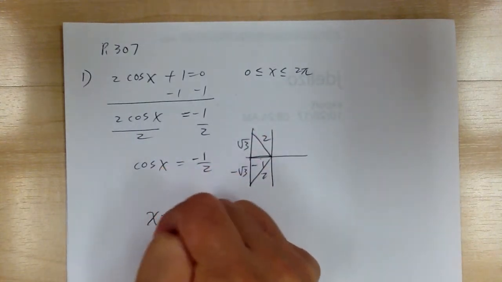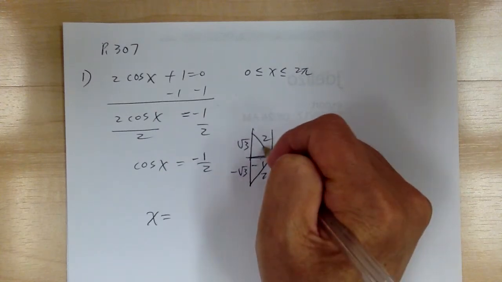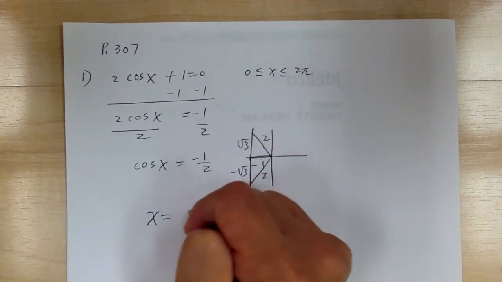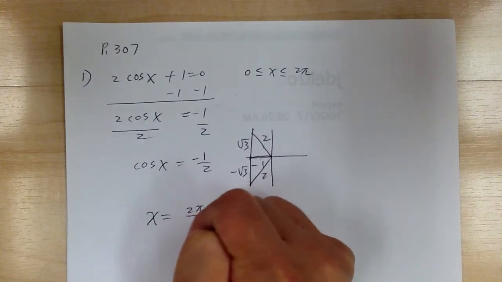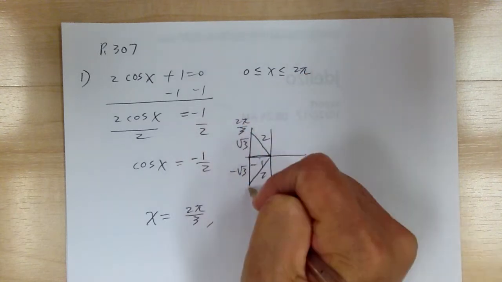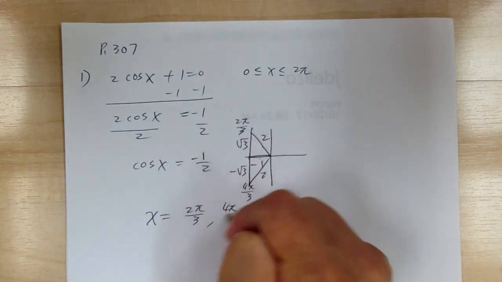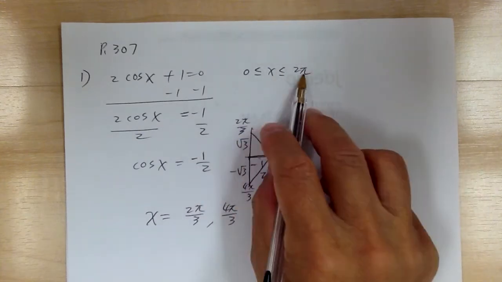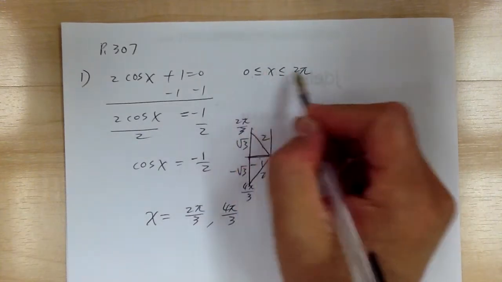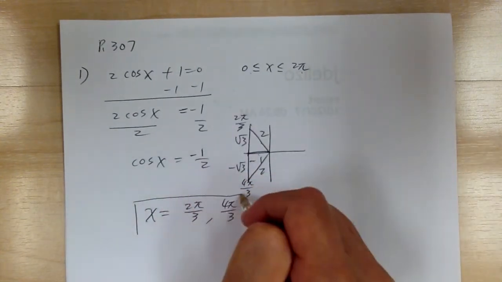So you're going to get x equal to, so x is the angle. For this one, you're going to get 2 pi over 3. And this one is going to be 4 pi over 3. And here, you only go around the one circle, right? From 0 to 2 pi, so that's one circle, and that's it. And so that's your answer.